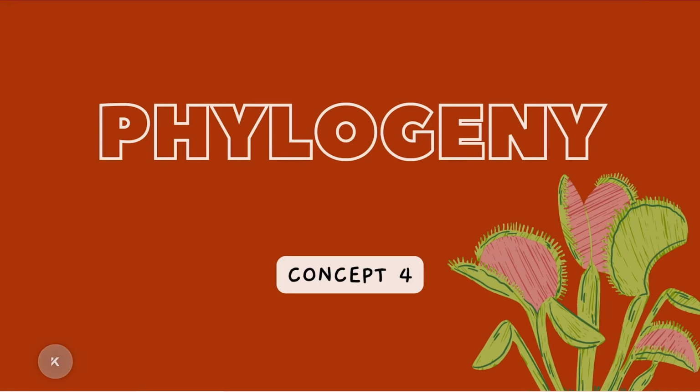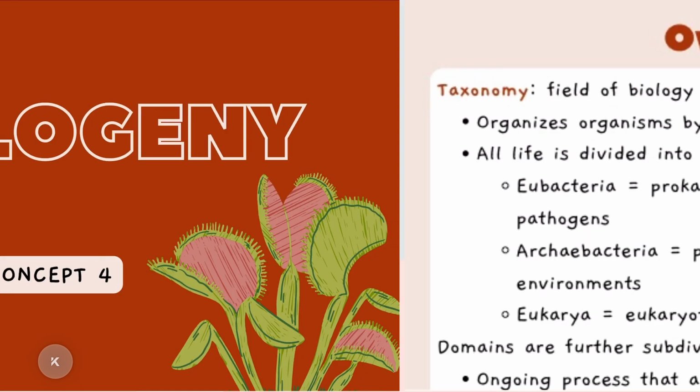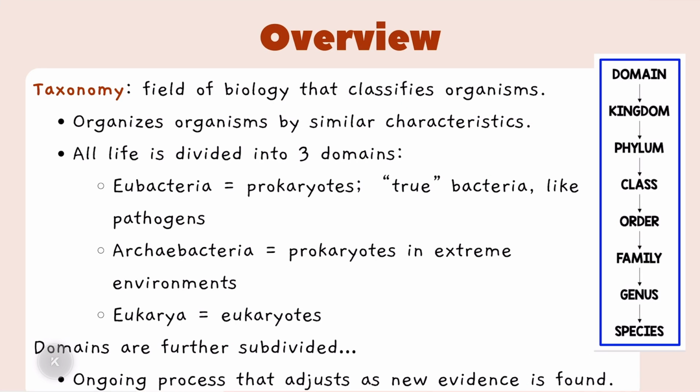Concept 4, we're going to be talking about phylogeny. That's probably a word you have no idea what it is, but we're going to talk about it, so hopefully you will by the end of the video. Kind of reviewing really quick, remember taxonomy, that's a field of biology that classifies organisms. So we're going to organize organisms by similar characteristics, what they have in common.